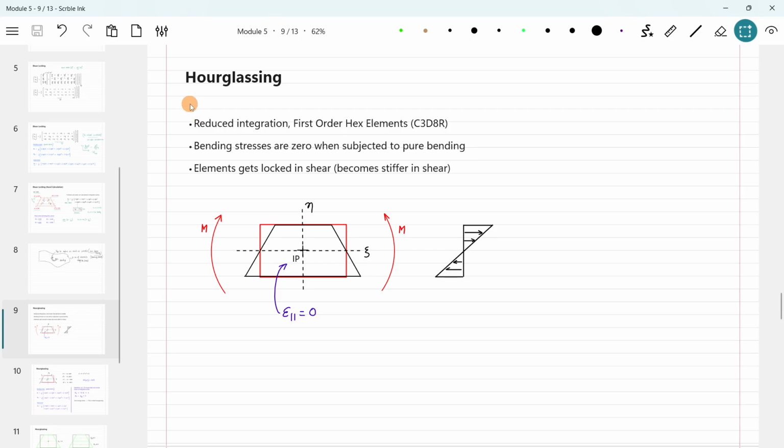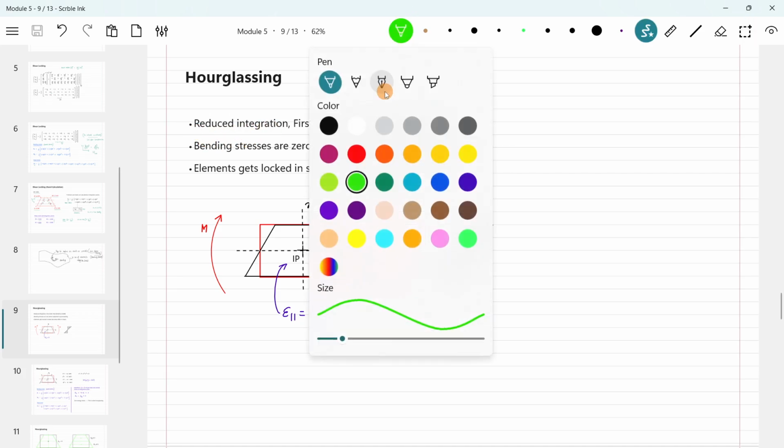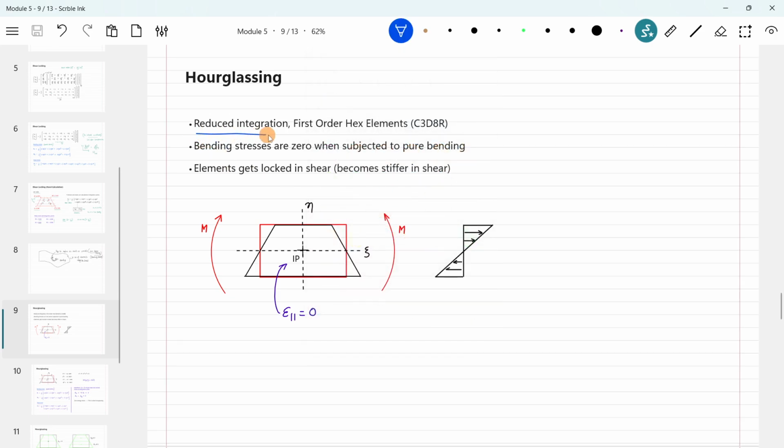In this chapter, we will see hourglass. Hourglass is the issue with reduced integration first order hex elements. We have seen previously that was full integration elements. Now we will see the reduced integration first order hex elements or first order quadrilateral element.